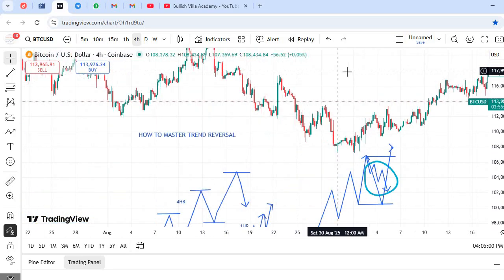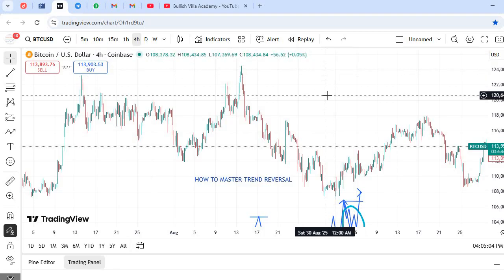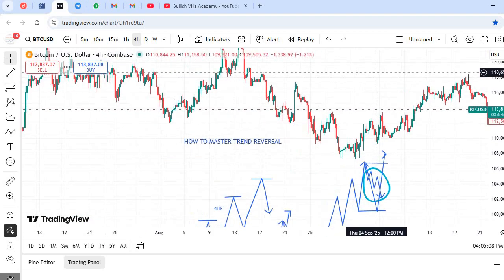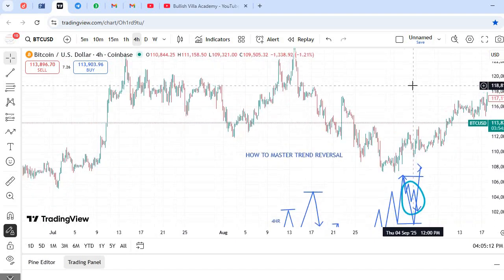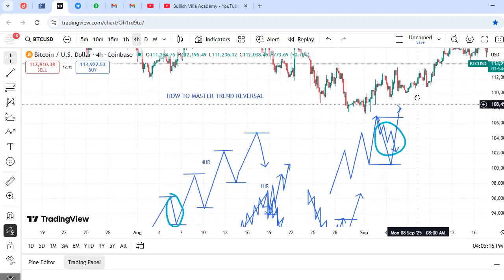Alright, so let's go to the chart and see if we can find some examples. This is a BTC chart. I don't trade BTC, but let's just check and see. This is on a 4-hour time frame. Alright, I think I'm seeing an example here already.